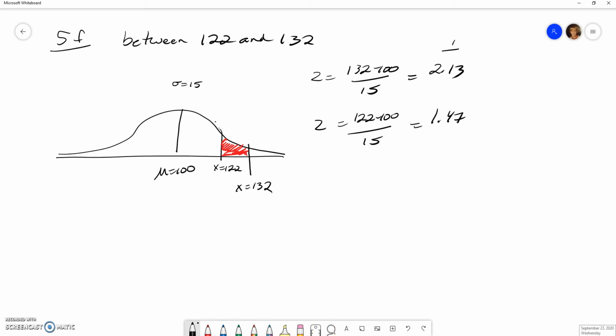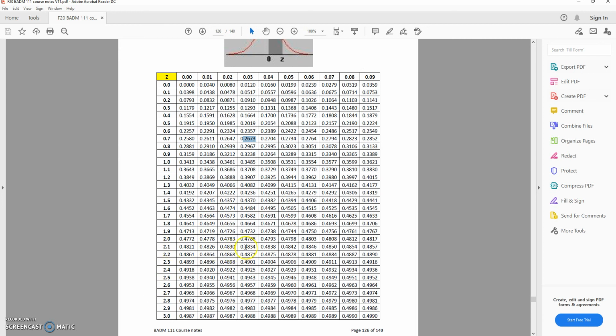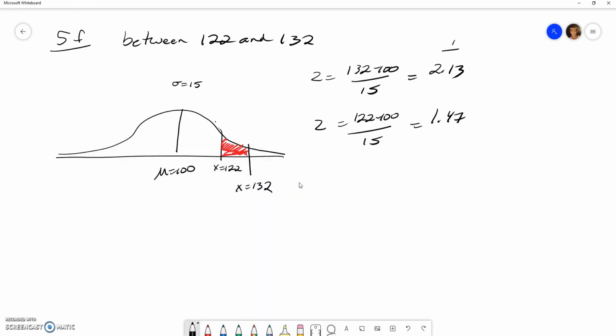We go to the normal distribution chart we have. We find 2.13, there's 2.13, and 1.47 is right there. So we indicate those two numbers. So 2.13, the area, step 2, is 4834, and for z value 1.47 it is 4292. So let's just chart this out here.